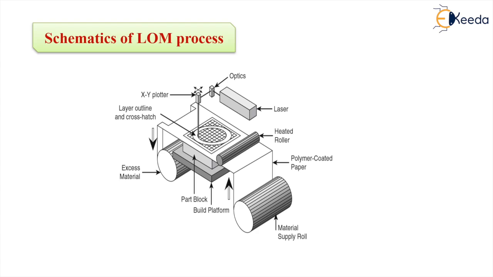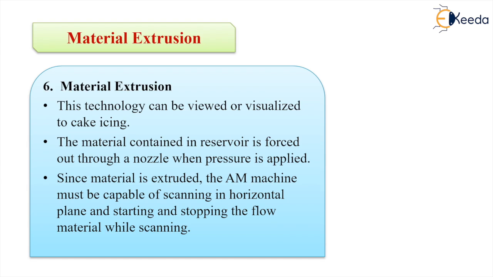And the last classification we have is material extrusion. This technology can be visualized as similar to cake icing. The material in the reservoir is forced out through a nozzle when pressure is applied. Since the material is extruded, the additive manufacturing machine must be capable of scanning in the horizontal plane and starting and stopping the flow of material while scanning.